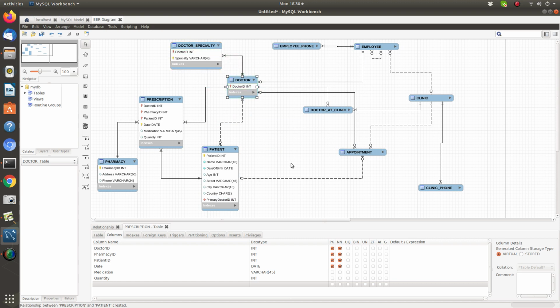So I will be sending you this model so you can take a look at it. It gets saved in a MySQL Workbench file, which is .mwb. So I will upload this for you.